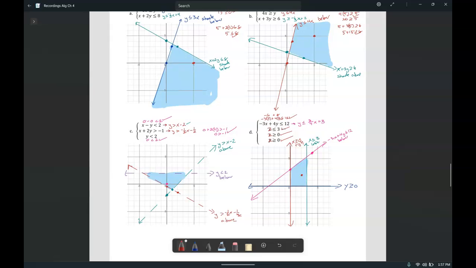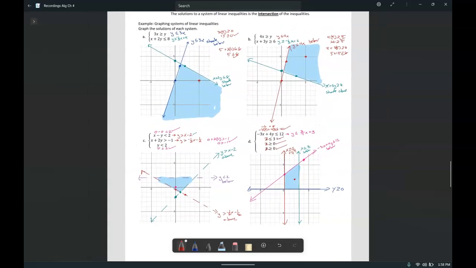So again, this is more of a review of when we did graphing linear inequalities in two variables, because a system of inequalities is just like an intersection of two or more inequalities. The only difference is now we're adding in a couple more inequalities, so you could graph 3, 4, or 5 and see where the intersection lies.